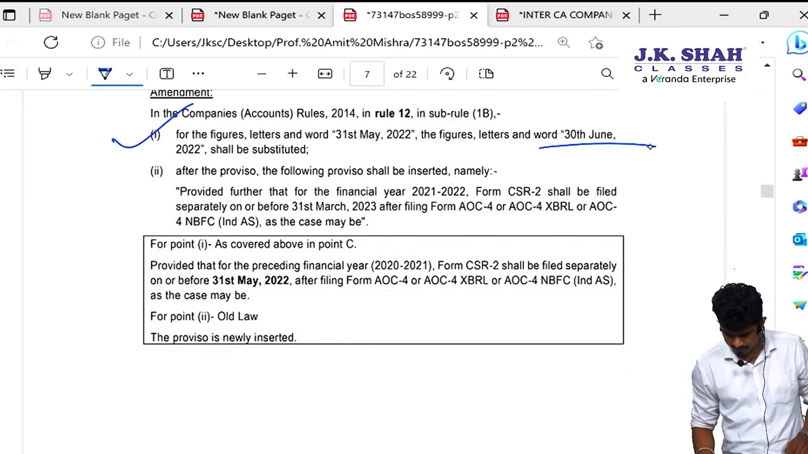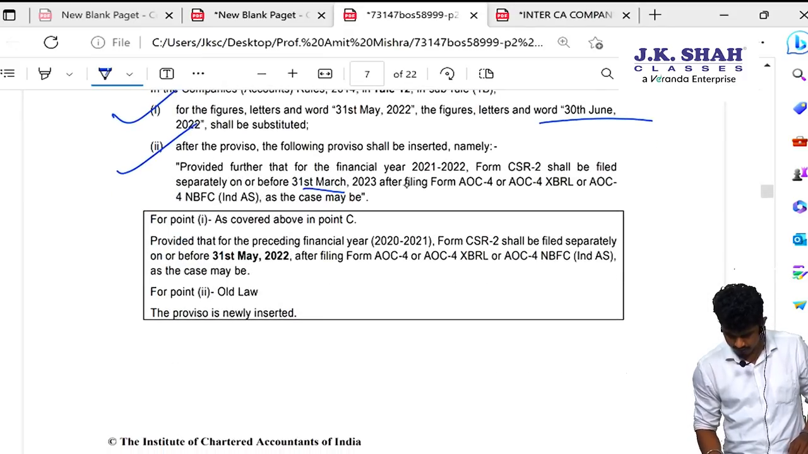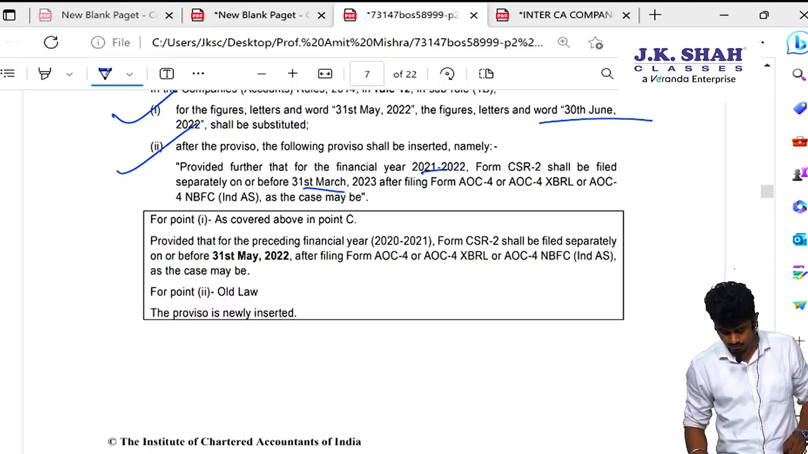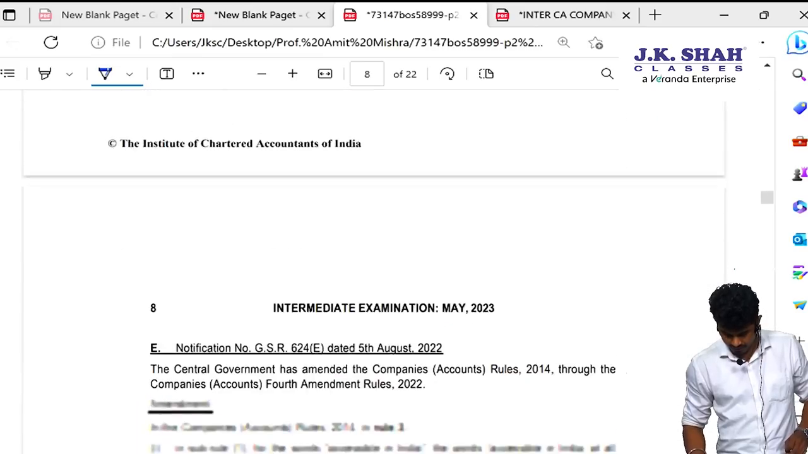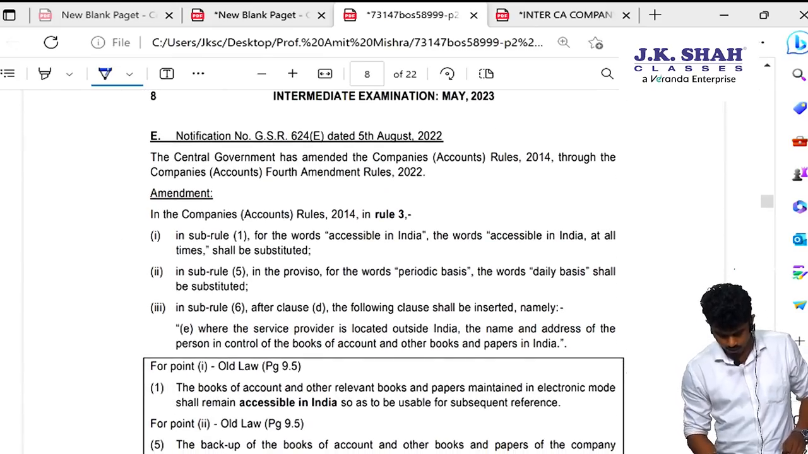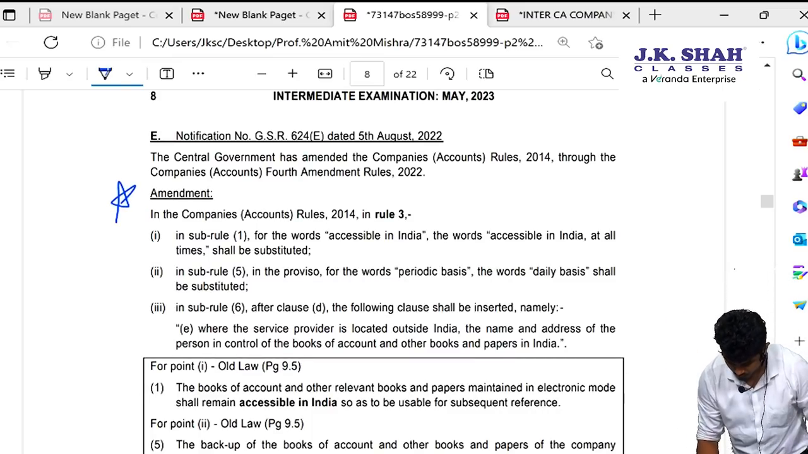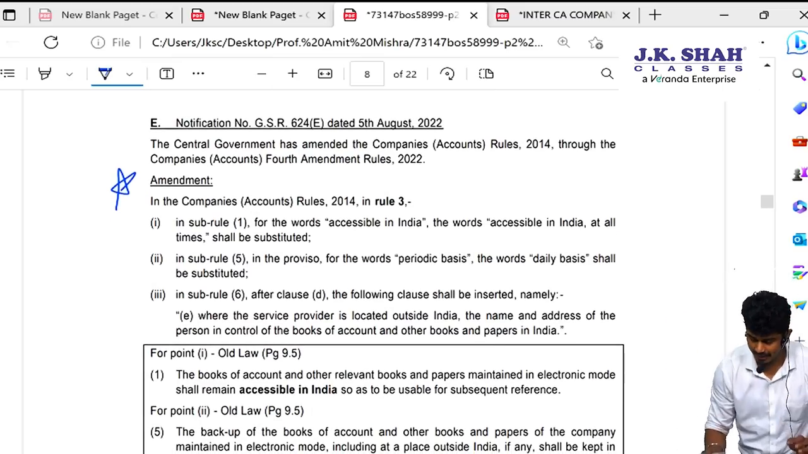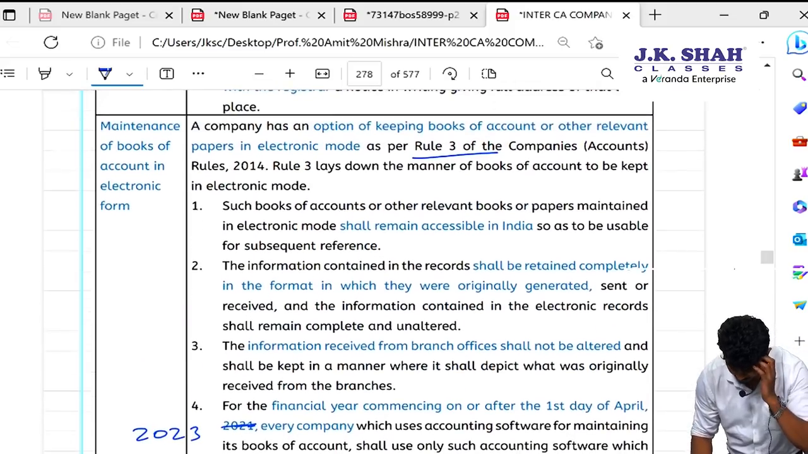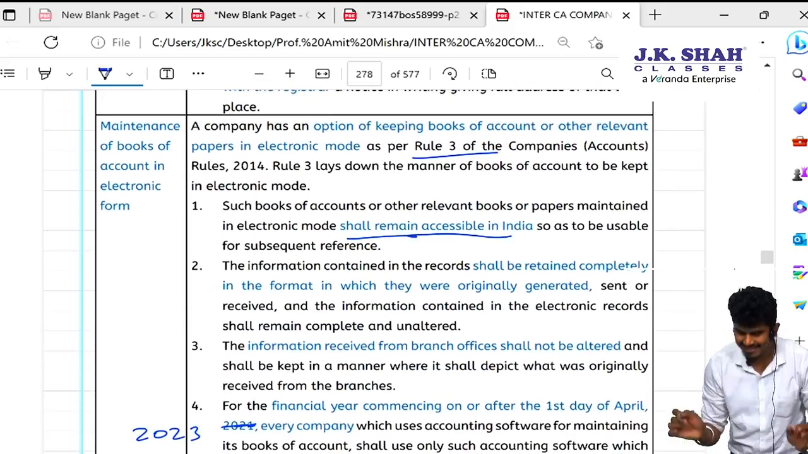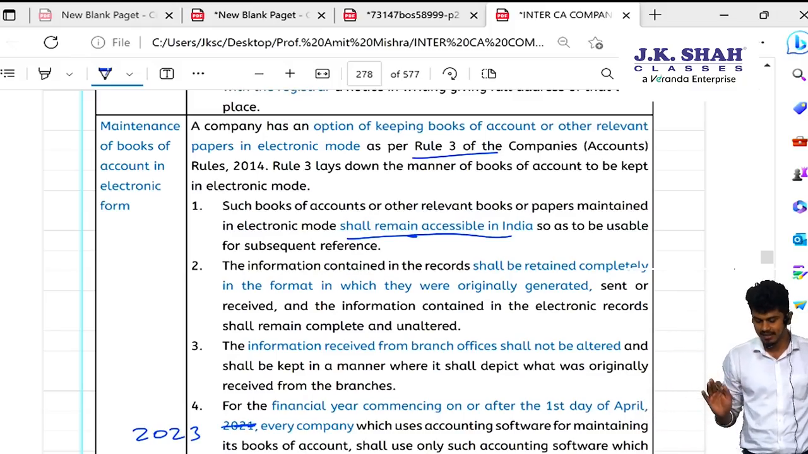This is also covered, see, 30th June. Again, this is also covered till 31st March 23 for 21-22. Okay. Now, again, this is important. Every one of you knows that if books of account are kept in electronic form, they shall remain accessible in India. I am still in Rule 3 only, Chapter 9, Rule 3, books of accounts in electronic form.